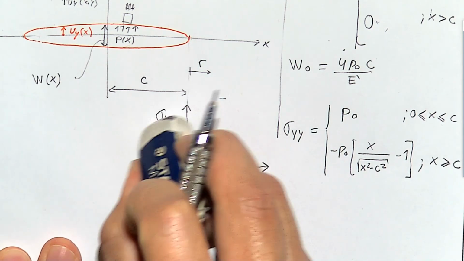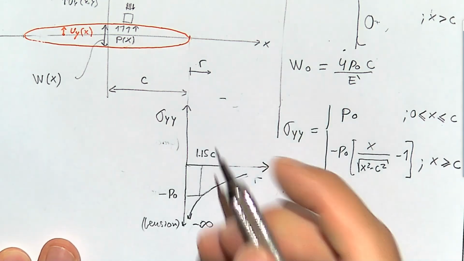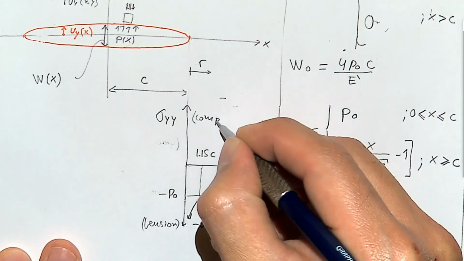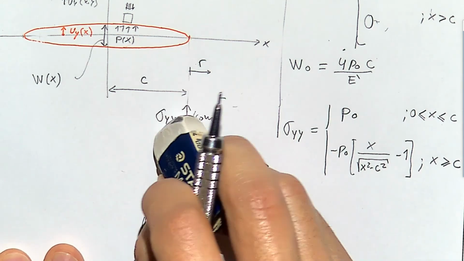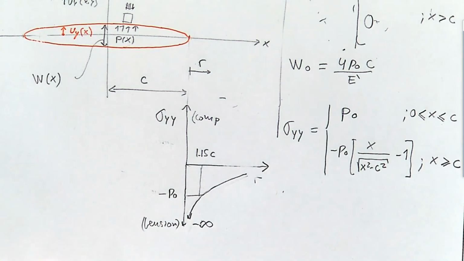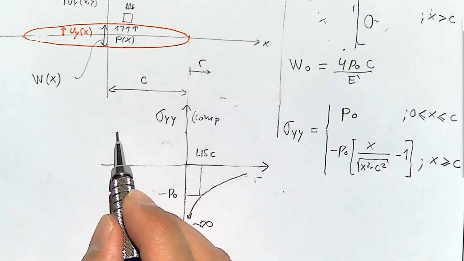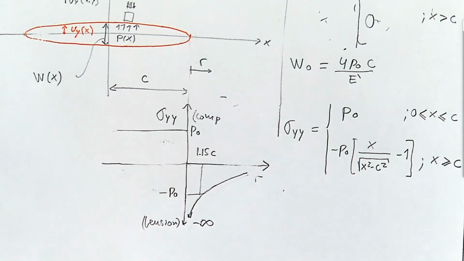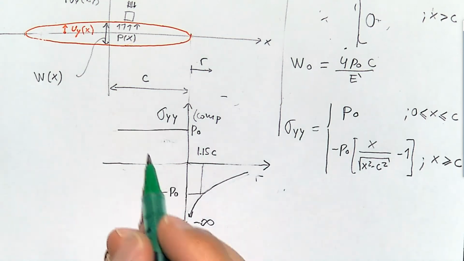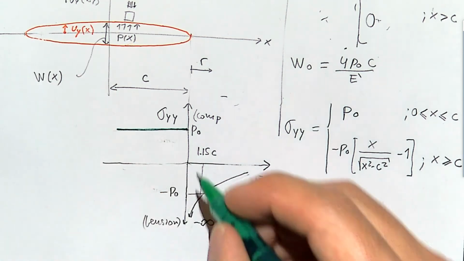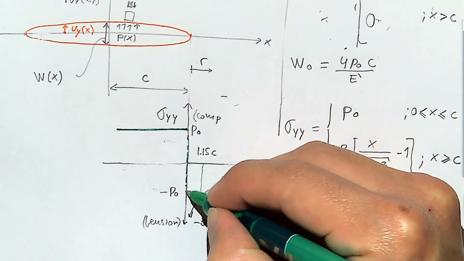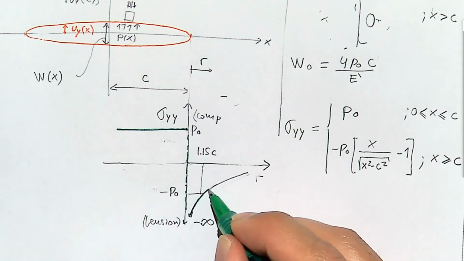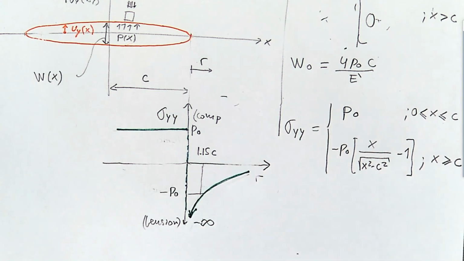And let me add one more thing over here. So on this side is going to be compression. Inside the fracture, we're going to have a compression. Probably I'm going to add some color to make this a little bit better to understand. As soon as you get into the tip and closer to the tip, it goes to negative infinity.